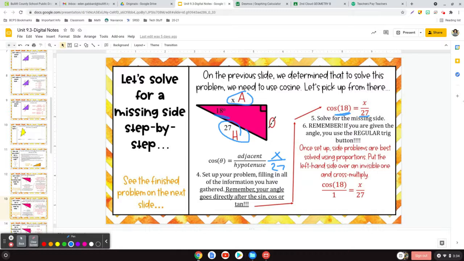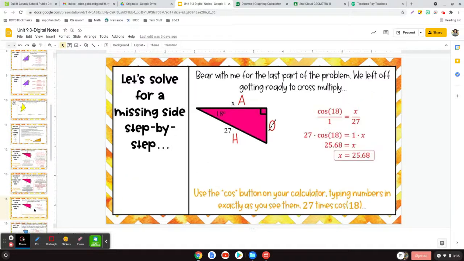Well, our next step is to set up the problem, and we get a fraction. We can make our cosine into a fraction. We just put it over 1, and we can cross multiply. Or, once we set this up, we can go in and solve using our calculator.